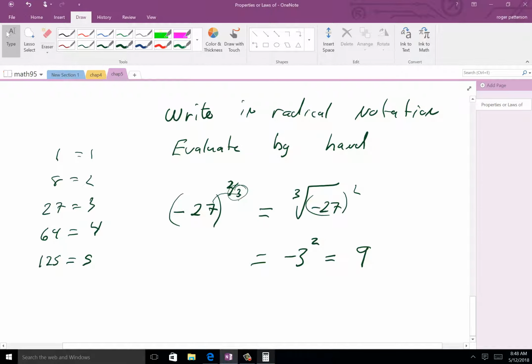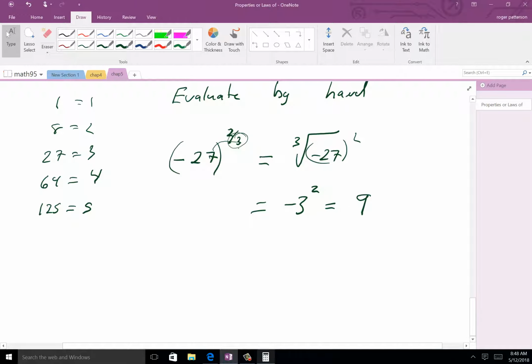So I have written in radical notation, I put 3 there, I put negative 27, and I put a 2 there. All right? Even though it looks like what we want to do is square this and then cube root, but you could, but it says you can't use a calculator, so let's do the root first, since I know what that is, and then square, because then it would be easier. But really, it doesn't matter which way you do it first.